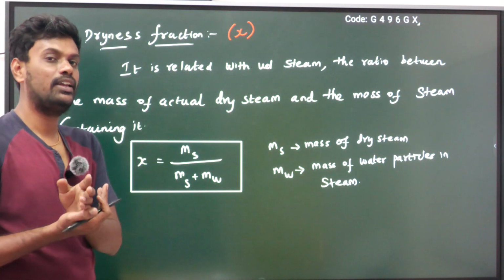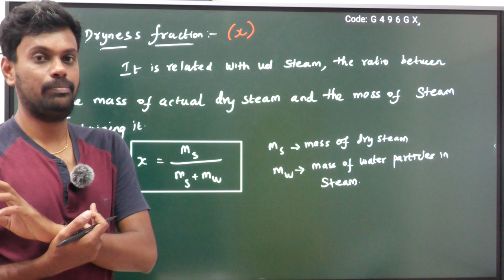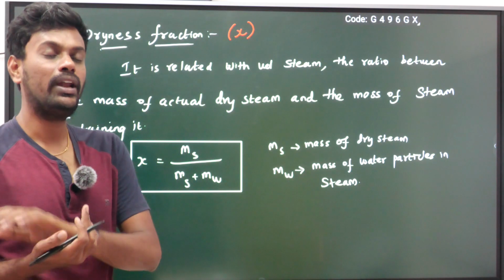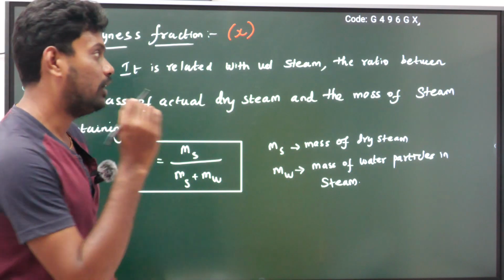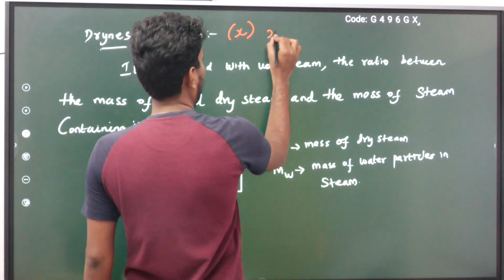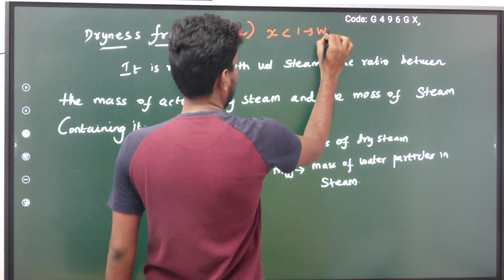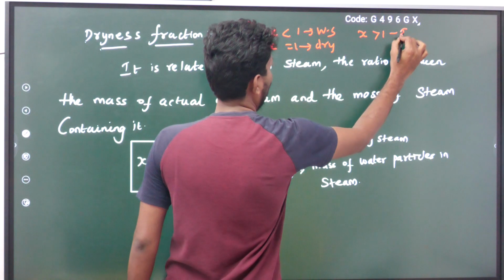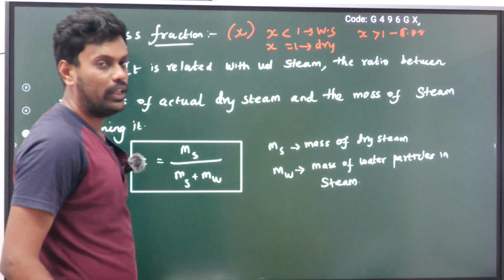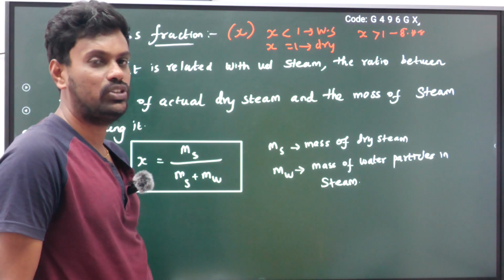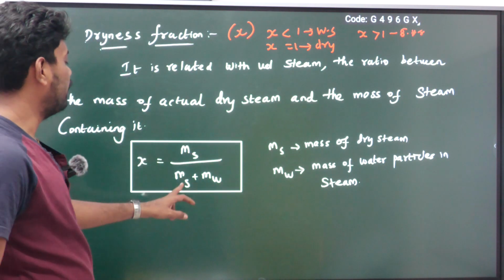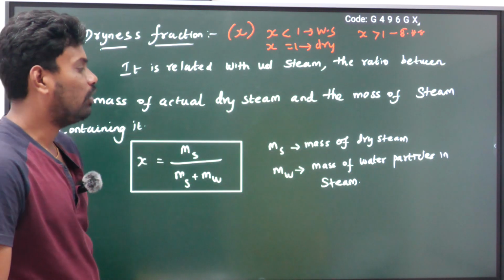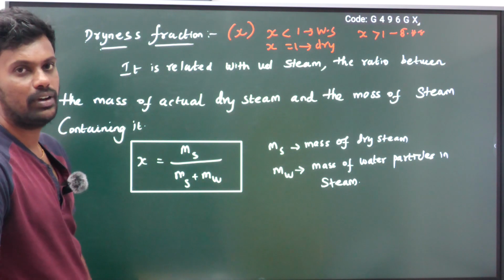If the dryness fraction is less than 1, then that steam is wet steam. If the dryness fraction is equal to 1, then the steam is dry steam. If the dryness fraction is greater than 1, then the steam is superheated steam. So that you do remember: if x is less than 1, that is wet steam; x equal to 1, dry steam; x greater than 1, superheated steam. So the dryness fraction is used to find out the quality of steam. What is the formula? x is equal to ms by (ms plus mw). What is ms? Mass of dry steam. What is mw? Mass of water vapor particles in the steam. So this is the meaning of dryness fraction.